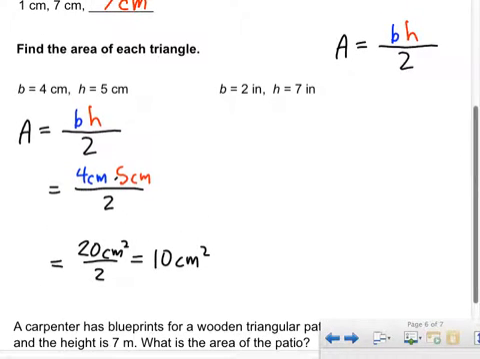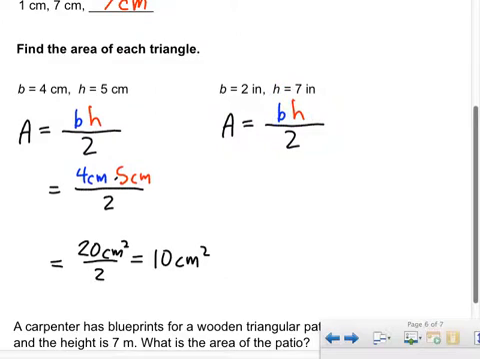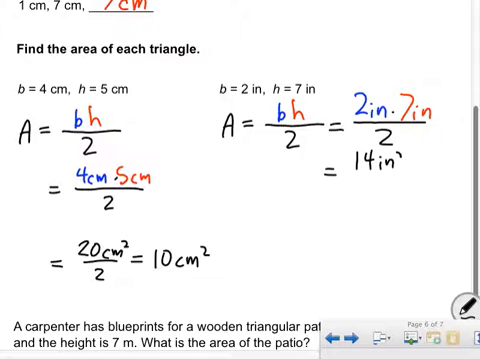All right, who's got the next problem? Who can walk me through it? Okay, Khadijah. It says it's going to be 2 times 7 over 2. 2 inches times 7 inches. We get, you're correct, 14 inches squared, good, over 2, and what's that going to give us back? 7 inches squared.